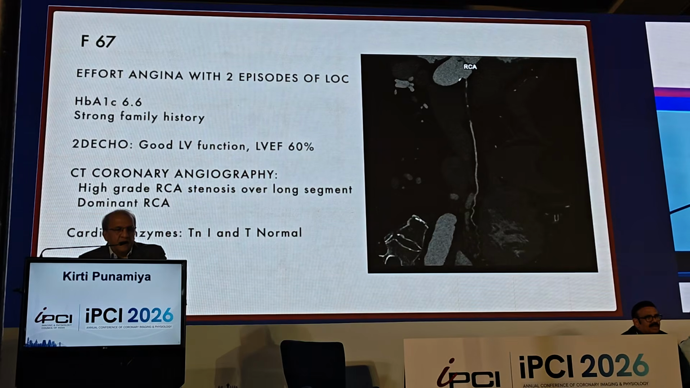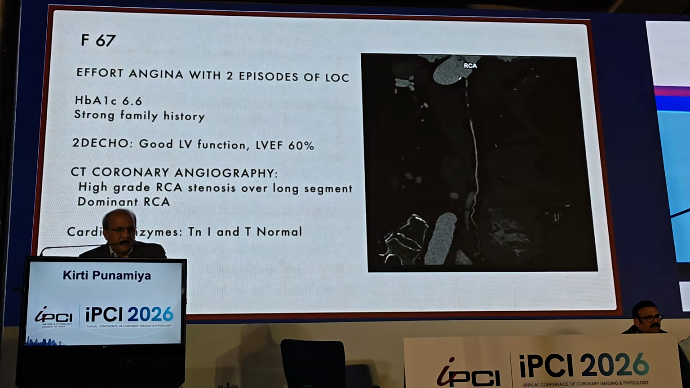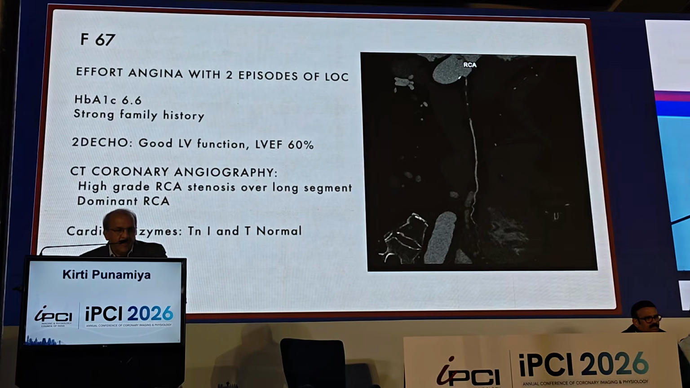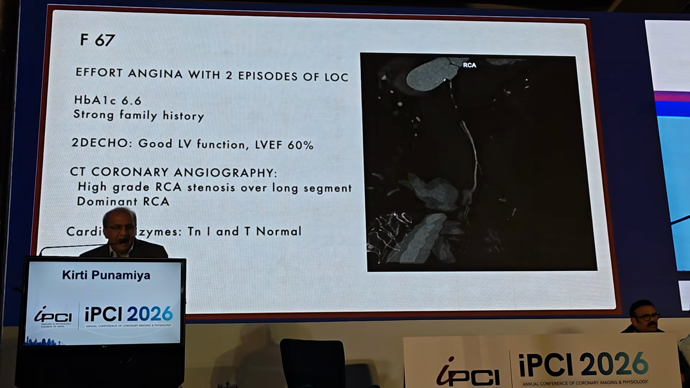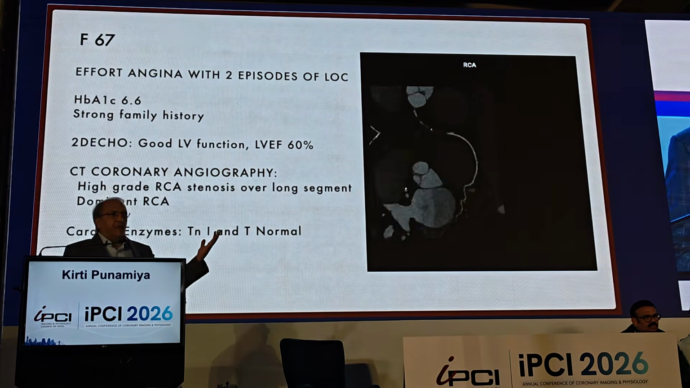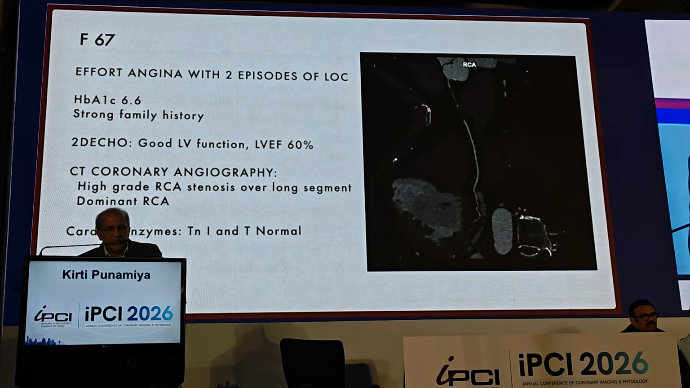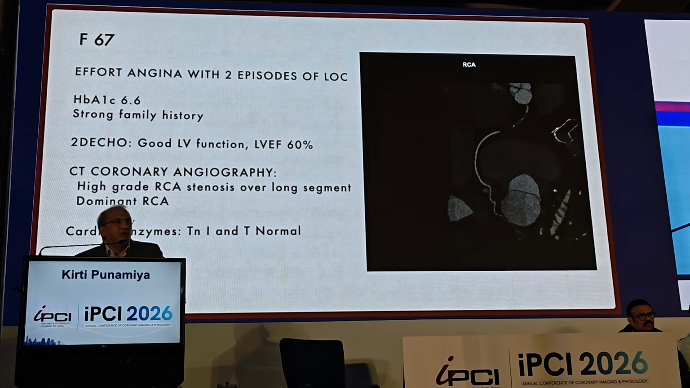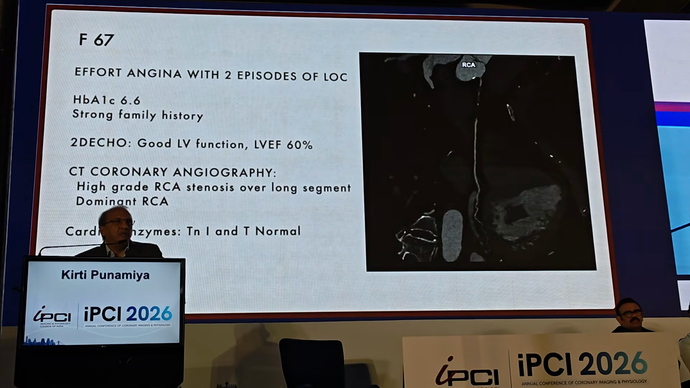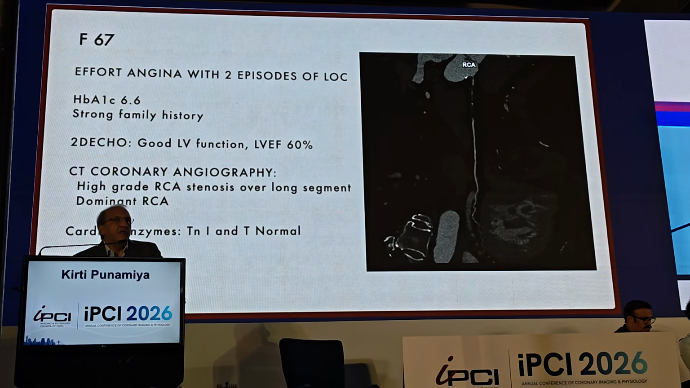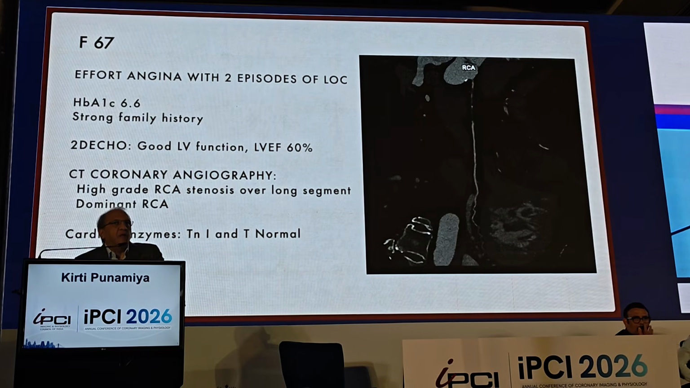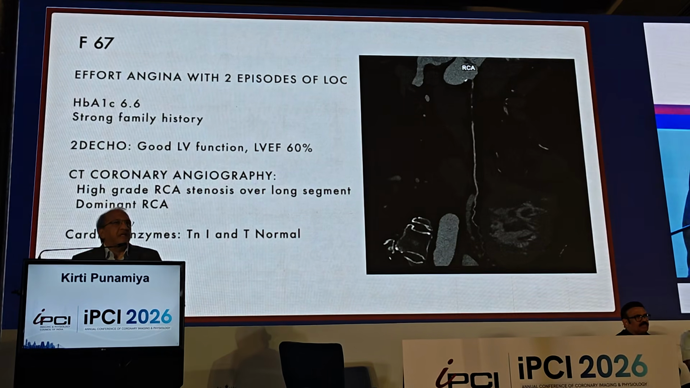A 67-year-old, effort angina, 2 episodes of loss of consciousness. And this is a CT showing a high-grade RCA over a long segment, dominant RCA. What is important is that as you take these, these are called MIPs, and these MIPs can be rotated, and as you rotate them, you can not only visualize the lumen and the wall, but you can understand what view is going to be best to cross these CTO segments and how the wire is going to interplay with calcium as it goes across.